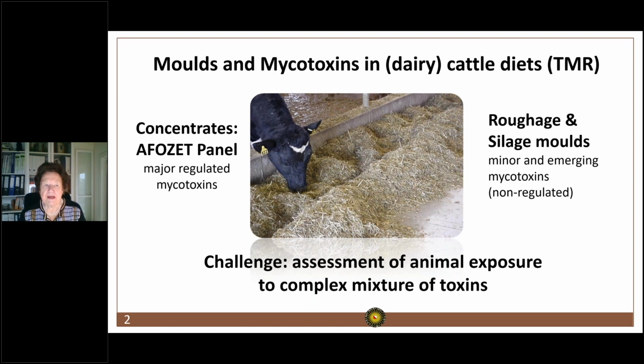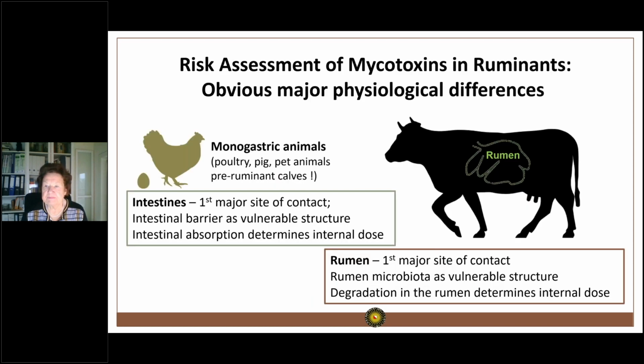And in the concentrates, we will focus on what I call the AFOZET panel. I will explain that in a minute. Those are the major mycotoxins. Where we go to the roughage, we see that we have a number of minor toxins that are not regulated as yet, but can have a great impact on animal health.